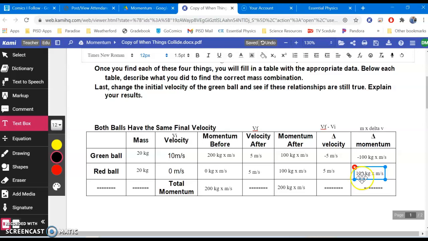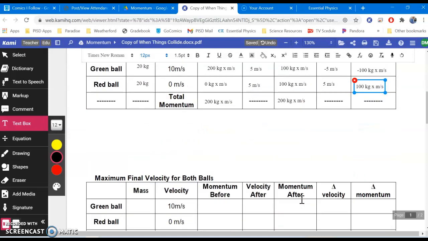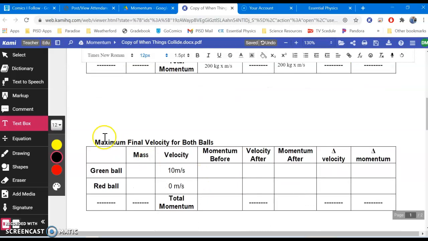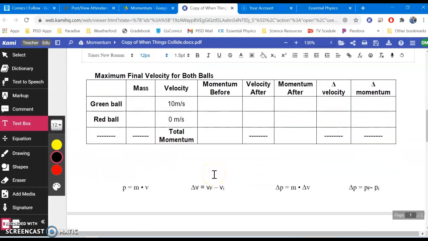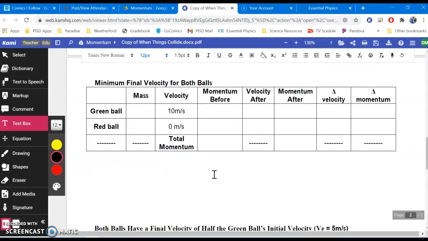Now, you're going to do basically the same thing for the rest of the problems. The next one is you want to mess with the different sizes or masses of the different balls and figure out what's the maximum final velocity for the balls to have at the end. Once you figure out which that is, you're going to put those masses in and then solve the problem again. This one is where you want to get the minimum final velocity, the very least final velocity for the two balls.